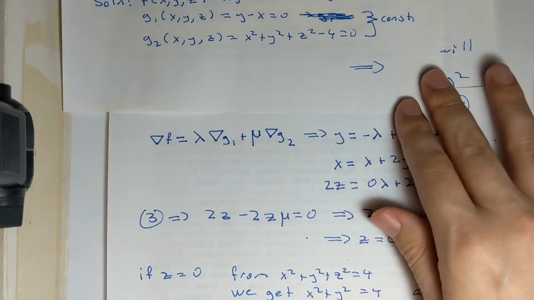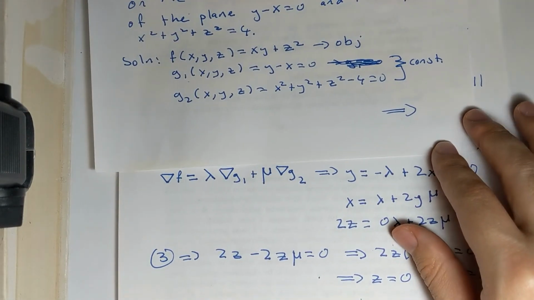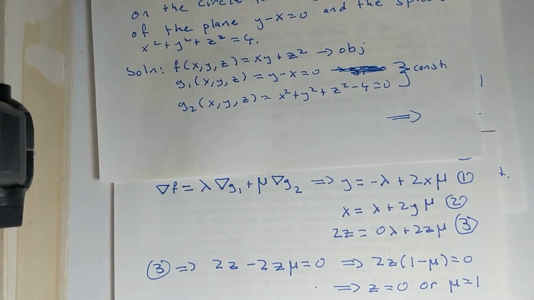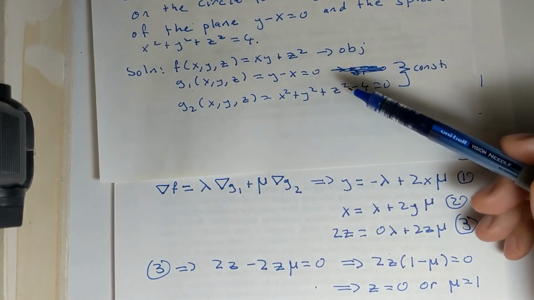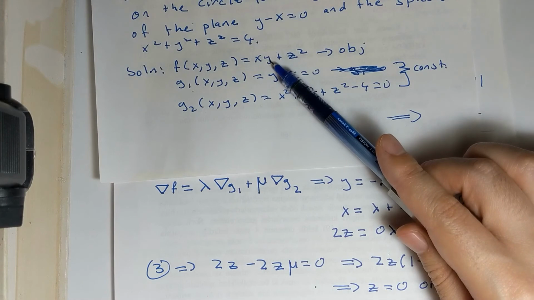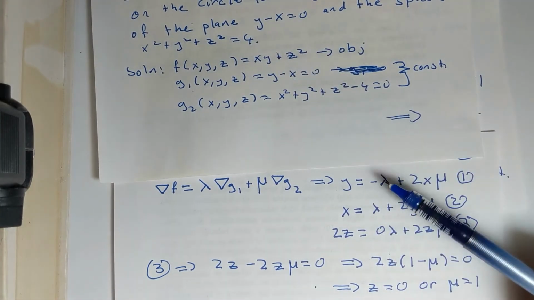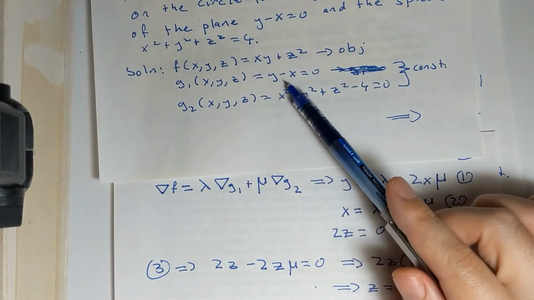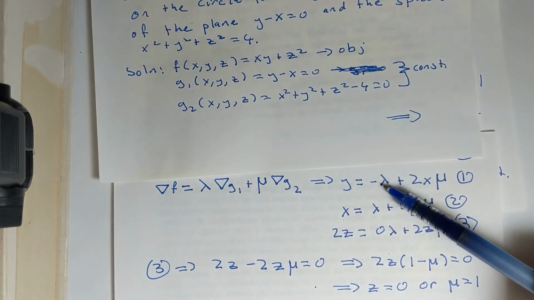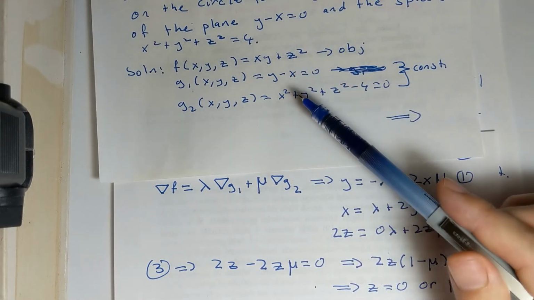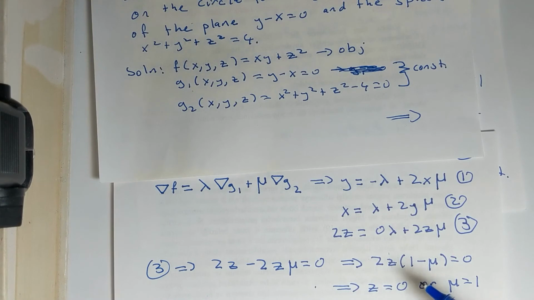So gradient of f equals lambda gradient g1 plus mu gradient g2. Okay, let's do the partials. The x partial of f is just y. The x partial of g1 is just minus 1, so you get minus 1 times lambda, and the x partial of g2 is just 2x, so you get 2x mu.